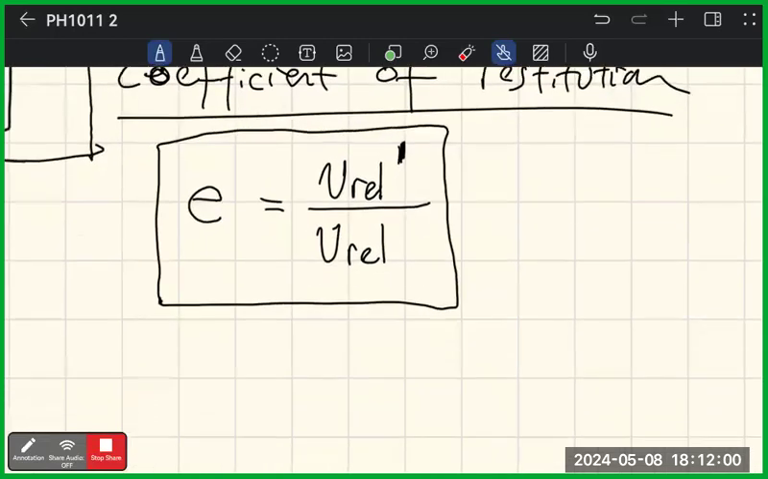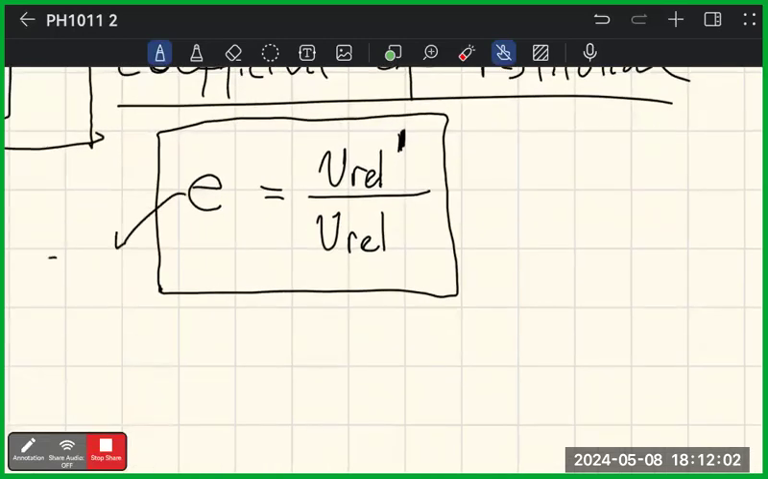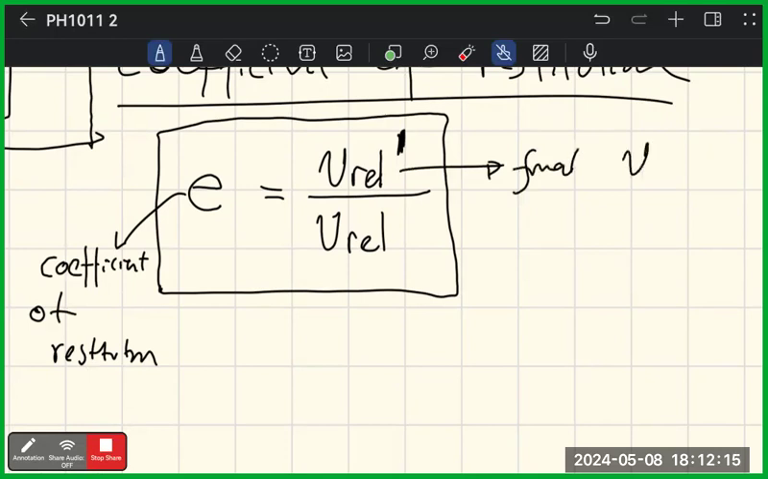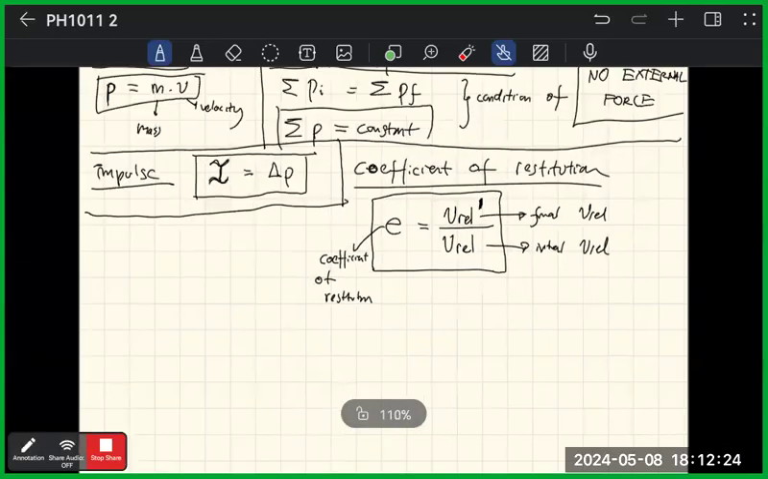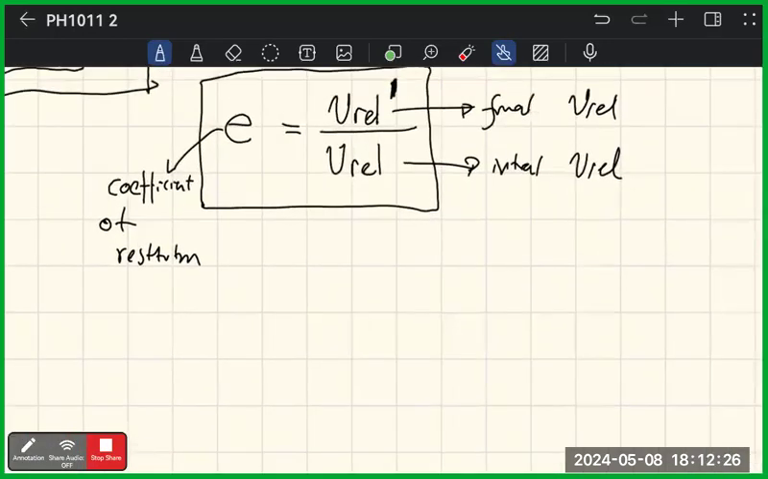This is the coefficient of restitution. So the prime means final relative velocity over initial relative velocity. So what do I mean? The relative velocity is at the touching point.